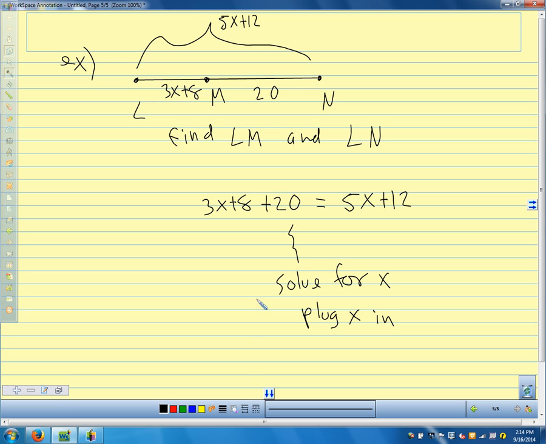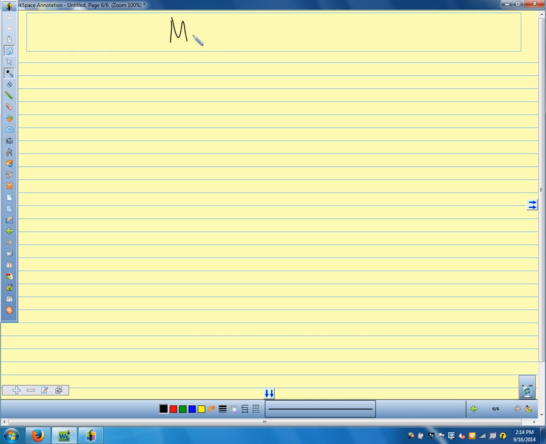All right, one last thing to talk about today. Midpoint. What do you think we mean by midpoint? What do the words tell us? The middle, the point in the middle.